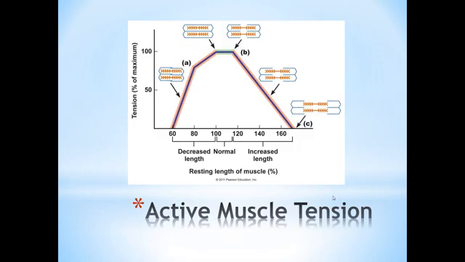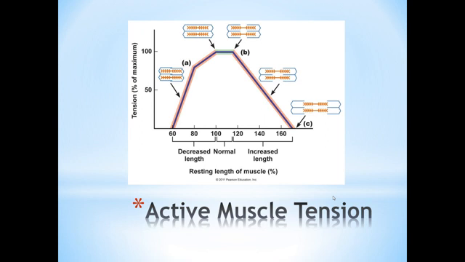So when I look at active muscle tension, this is directly related to that discussion that we had last time on cross-bridge facilitation, cross-bridge hookup. And when I have a muscle that's between roughly 100 and 120% of its normal resting length, that's when I have the greatest number of opportunities for cross bridges to hook up. So I can have the greatest amount of tension developed in that range.